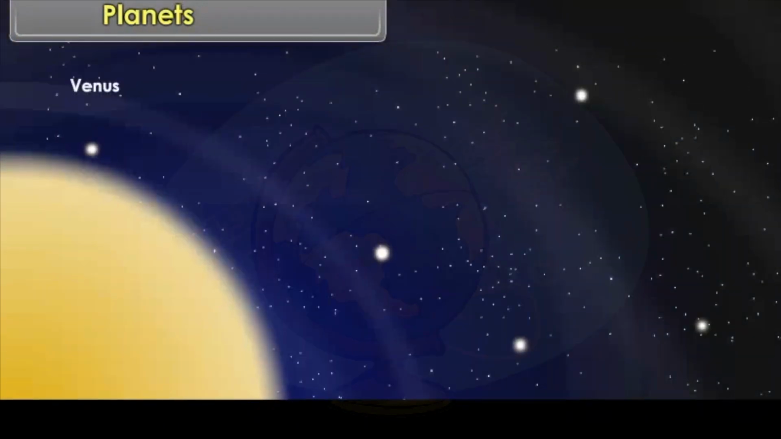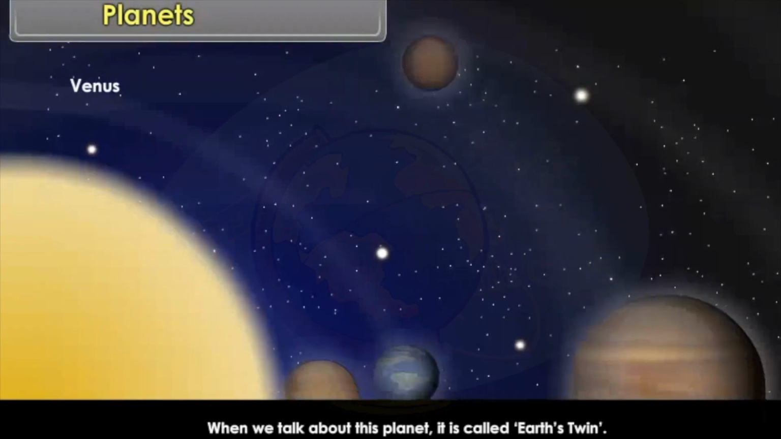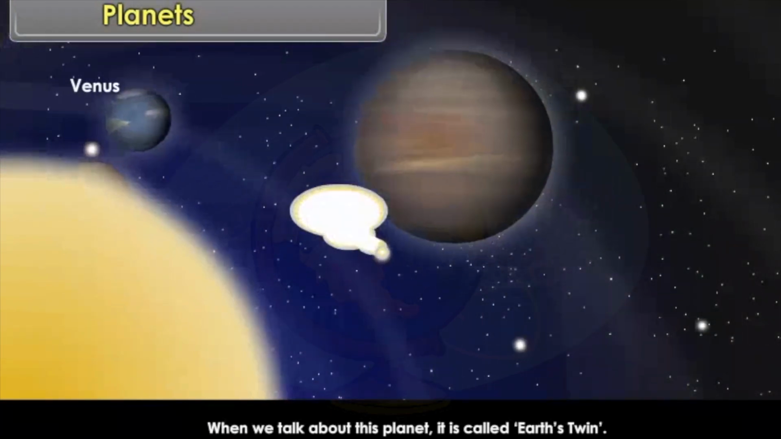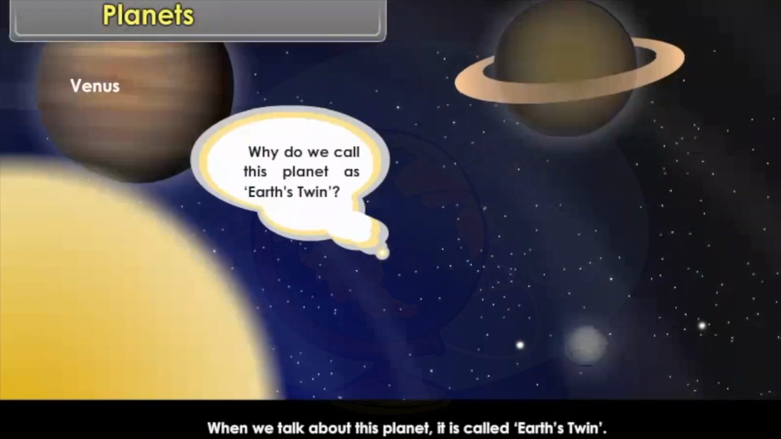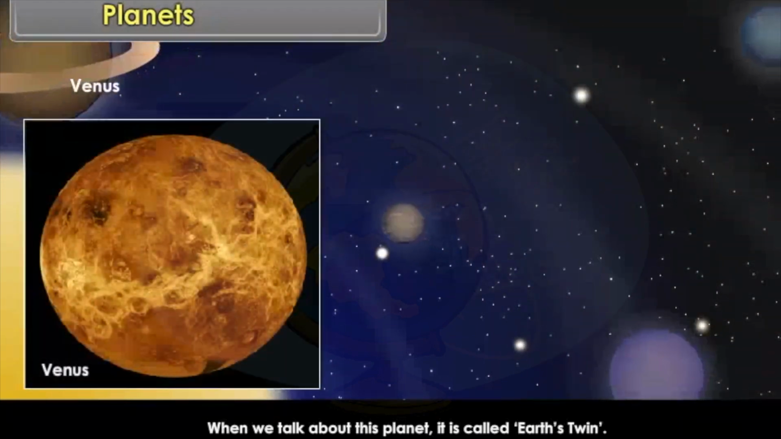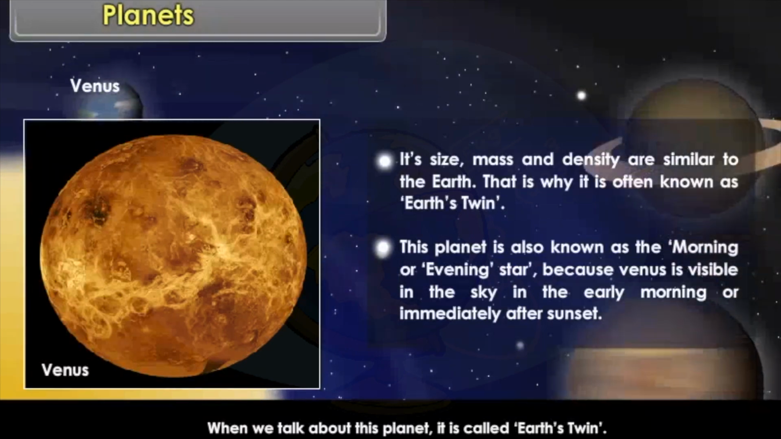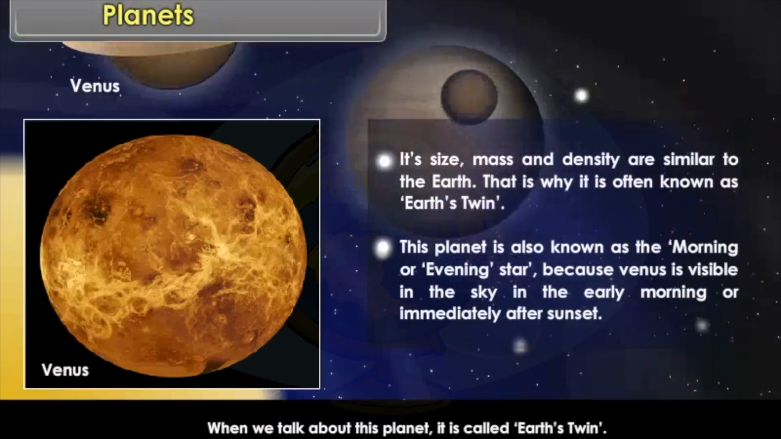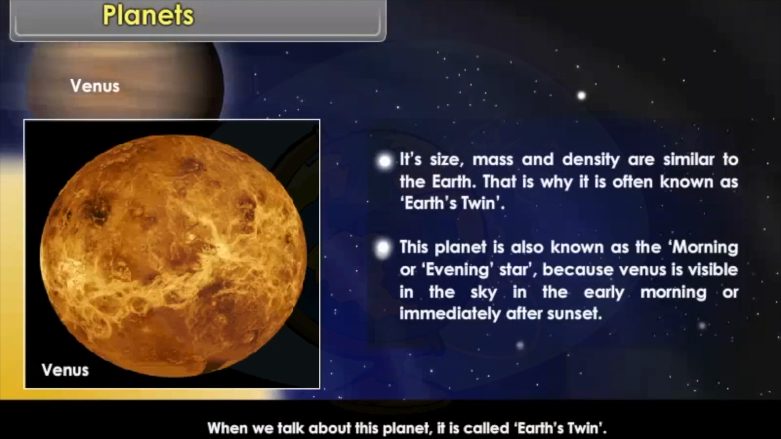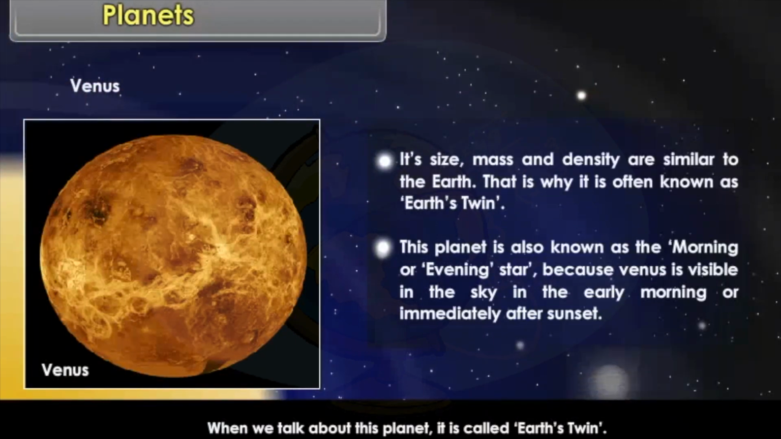Venus. When we talk about this planet, it is called Earth's twin. Why do we call this planet as Earth's twin? Its size, mass and density are similar to the Earth. That is why it is often known as Earth's twin. This planet is also known as the morning or evening star because Venus is visible in the sky in the early morning or immediately after sunset.